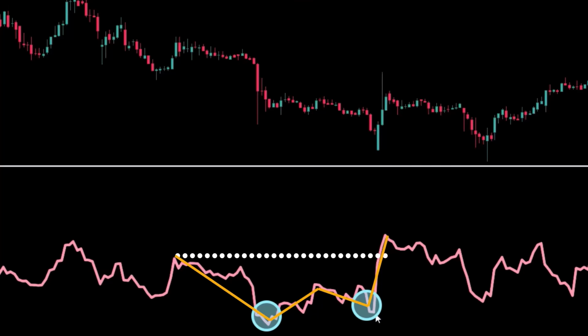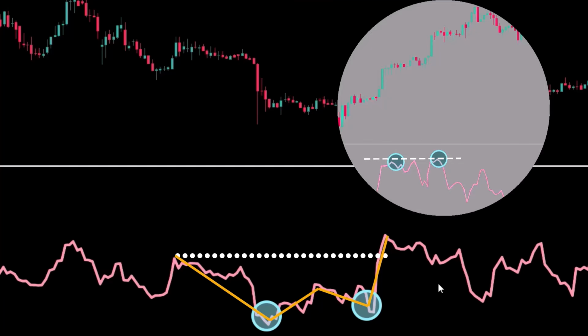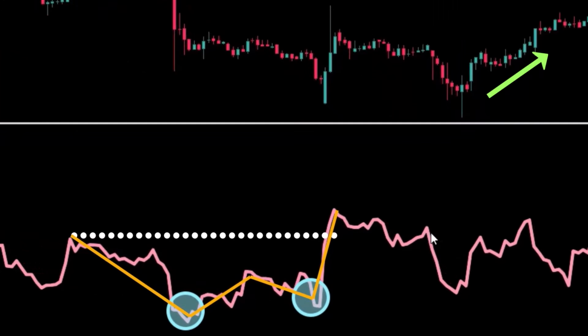This signal is actually much stronger than the warning we saw in the previous example. In the previous case, the RSI only showed that momentum was weakening, but here, the structure of momentum has actually changed. And when the structure changes like this, it often signals a much more significant shift in the market. In many cases, a strong upward move begins shortly after.